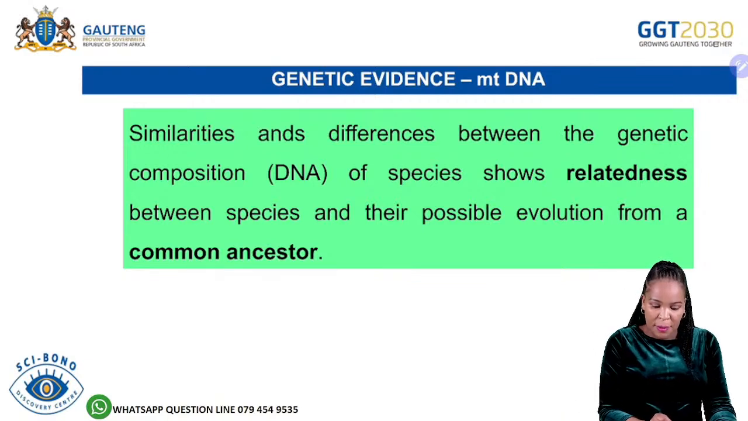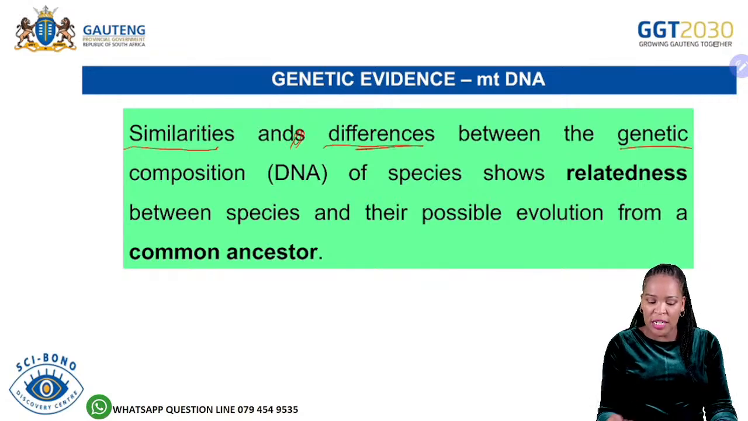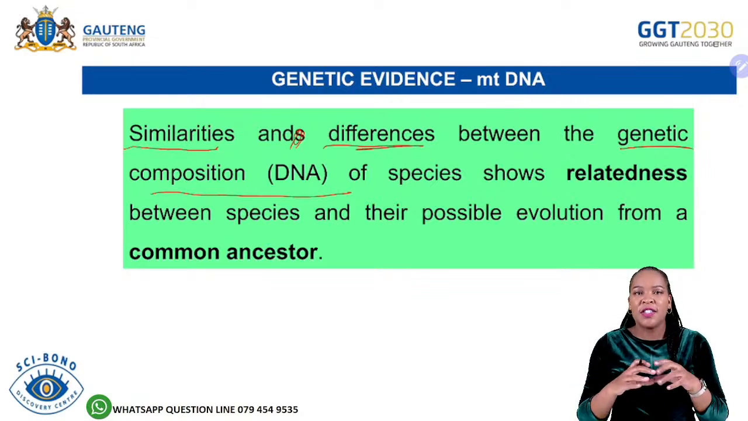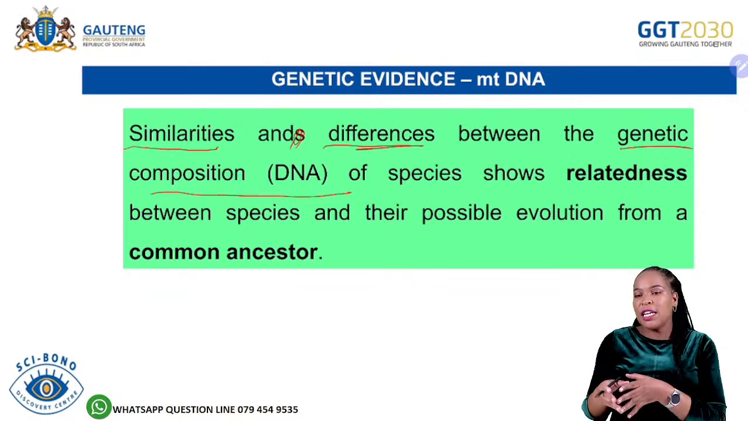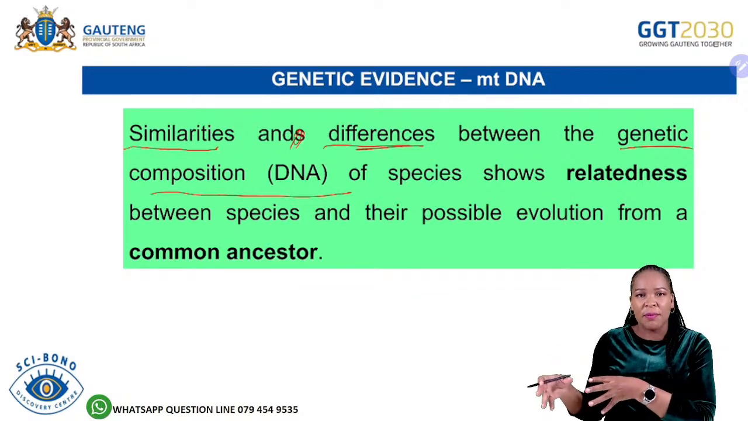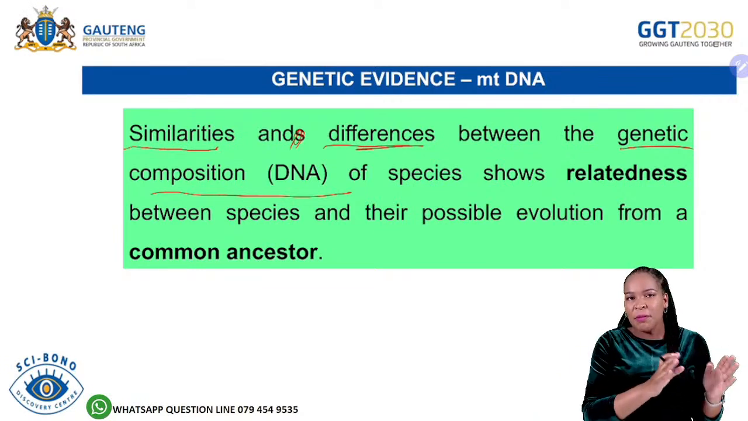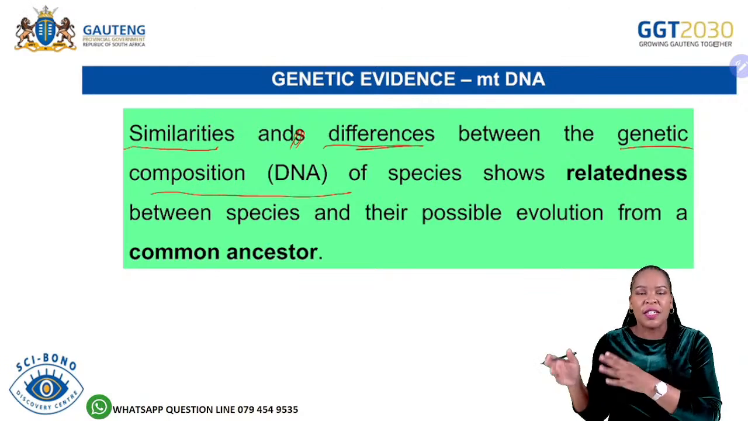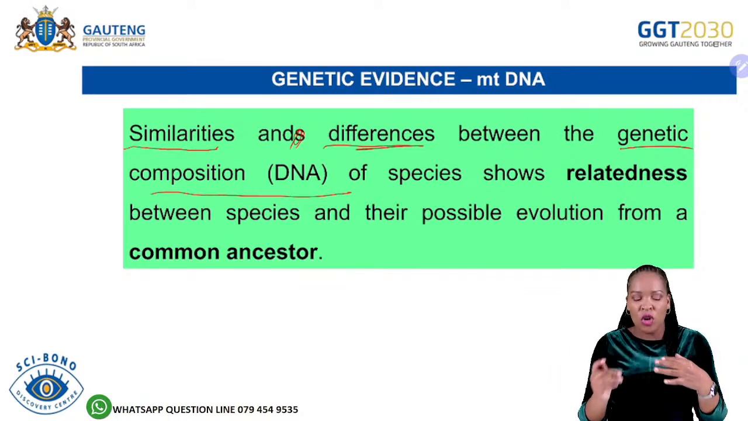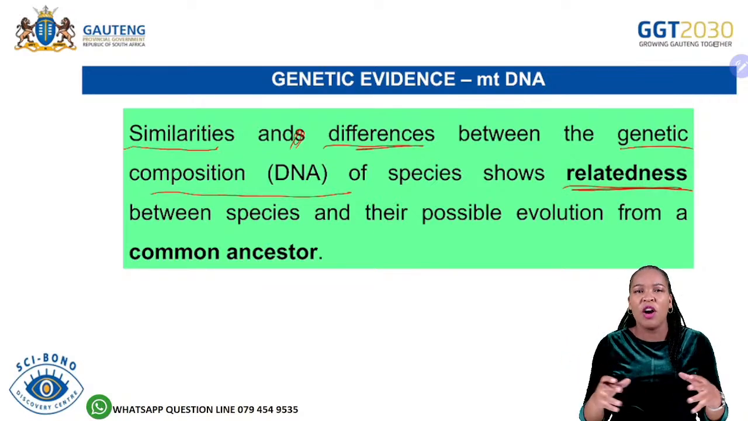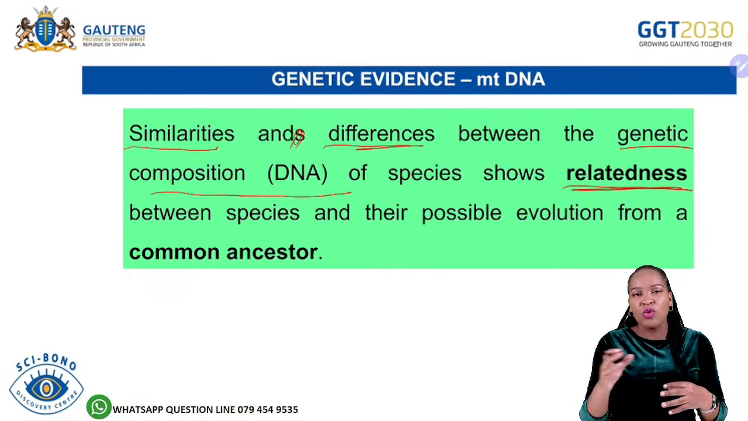So we're going to look at the similarities and the differences between the genetic composition or the DNA nitrogenous bases of the species. Now, what does that mean? If you take the DNA strand of one organism and you put a DNA strand of another organism and you check the sequencing of the nitrogenous bases of both, the more similarities that you find or the more differences that you find will tell you how closely or far related the organisms are. So it will tell you about the relatedness of those two organisms.